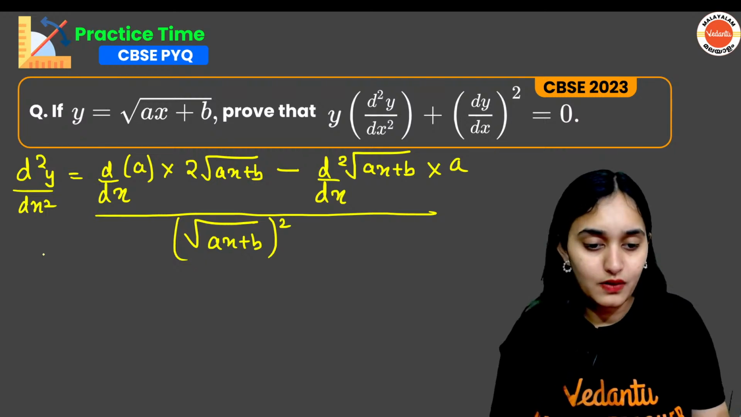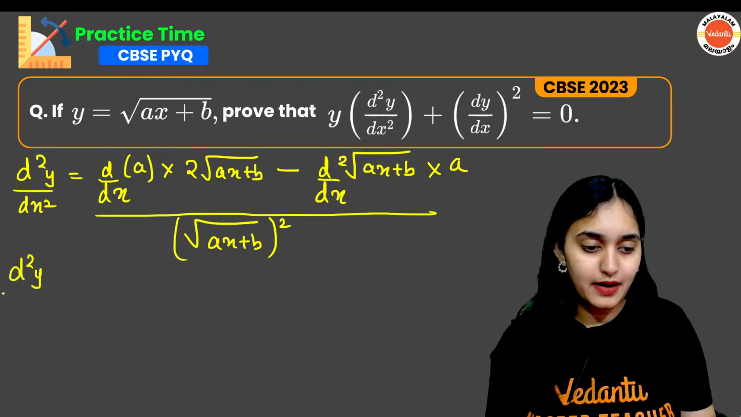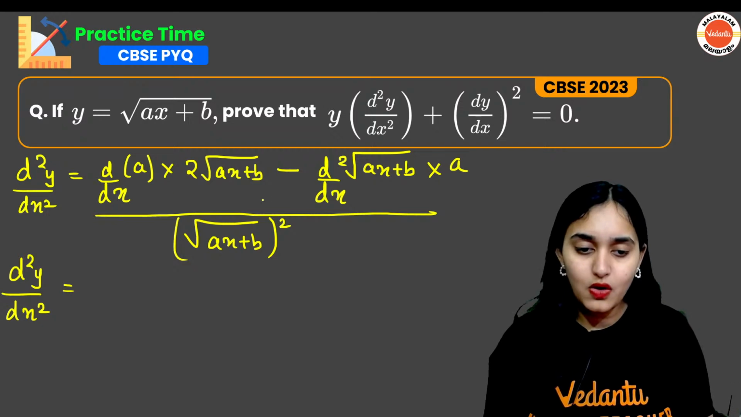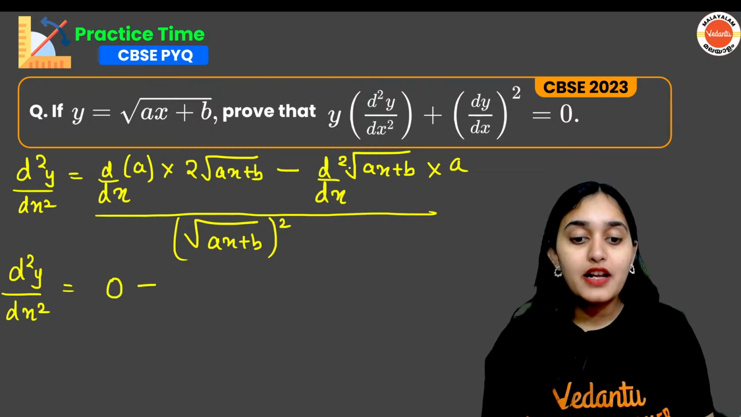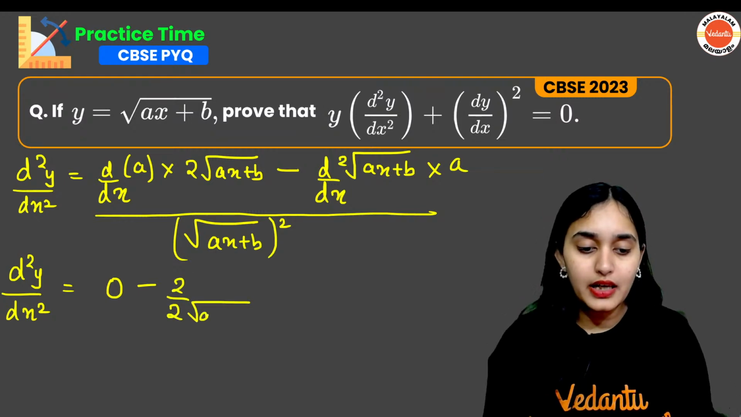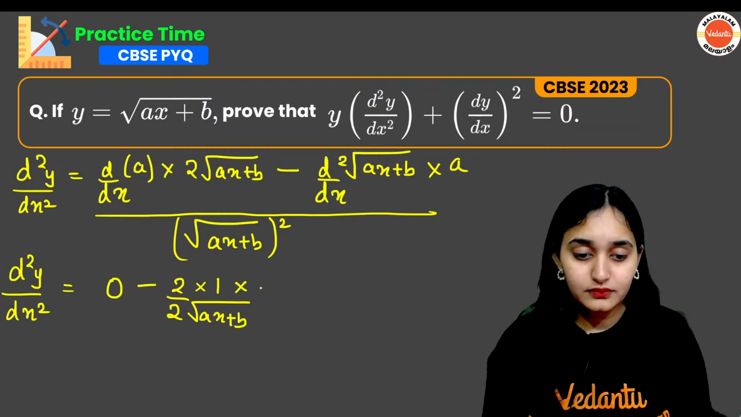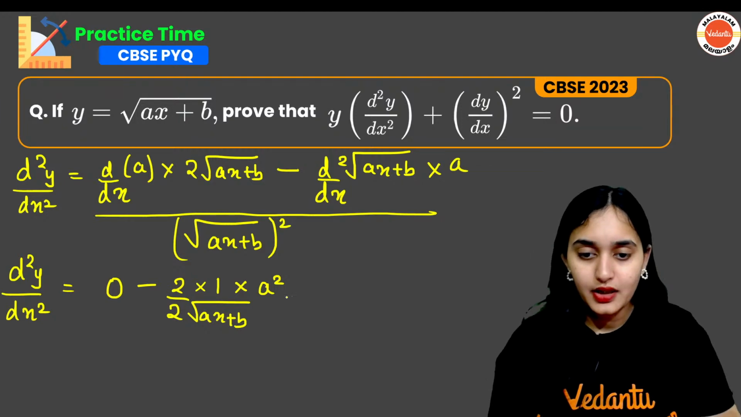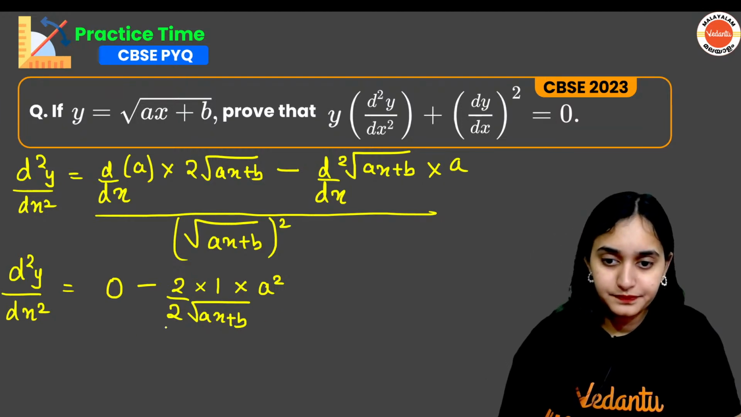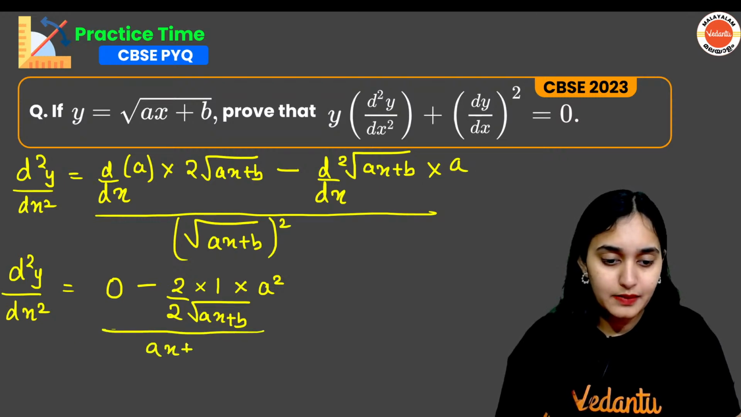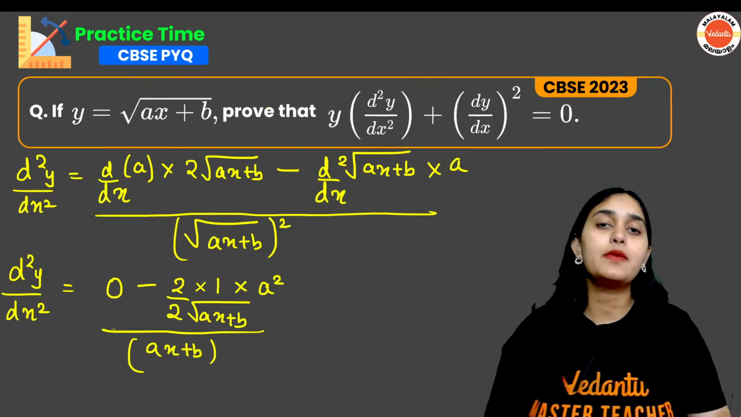Now simplify this. What do you get? So we get d square y by dx square is, a differentiation is 0. So this whole term becomes 0, minus differentiation of root x is again 1 by 2 root x. So 2 divided by 2 ax plus b into a square, whole divided by ax plus b, because root over ax plus b whole square is ax plus b.